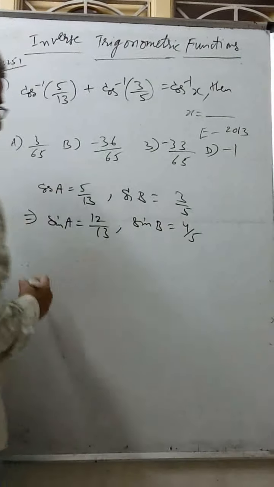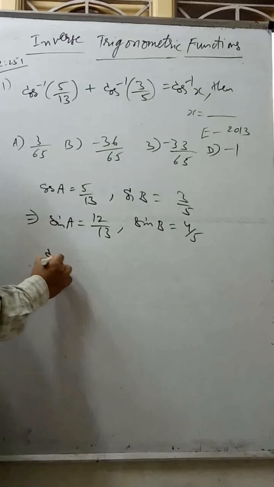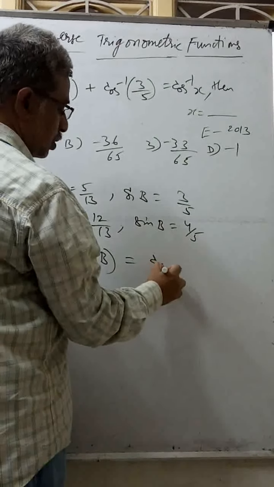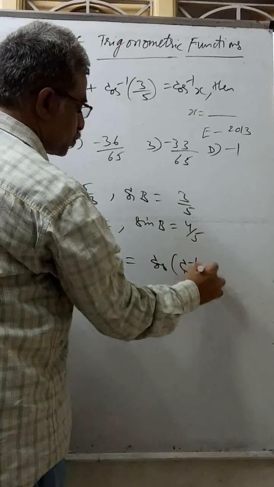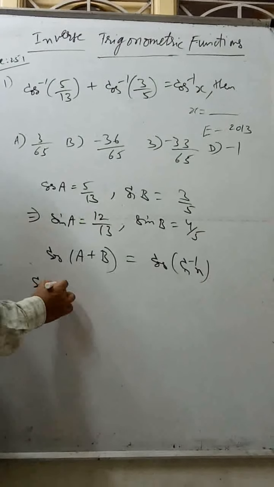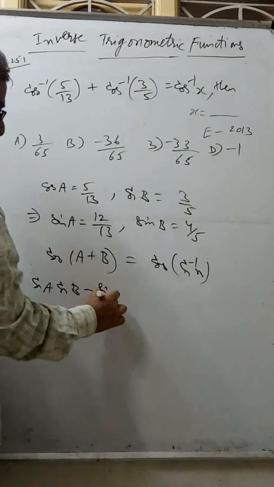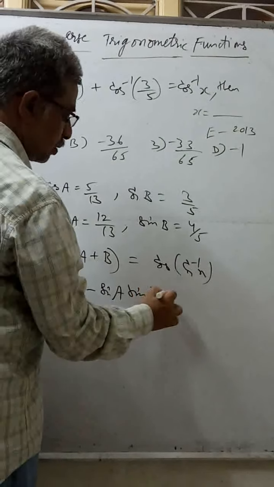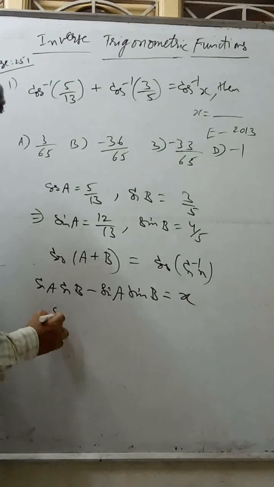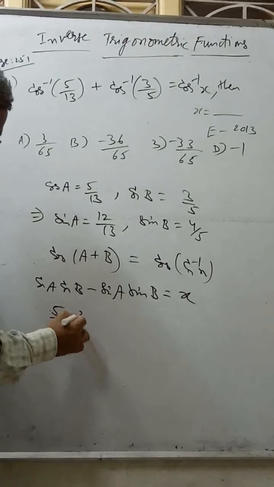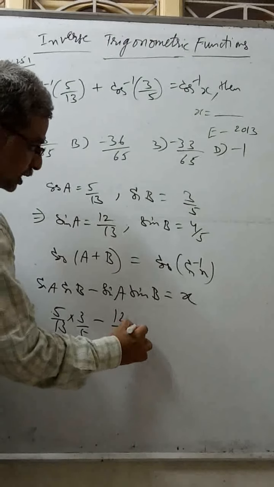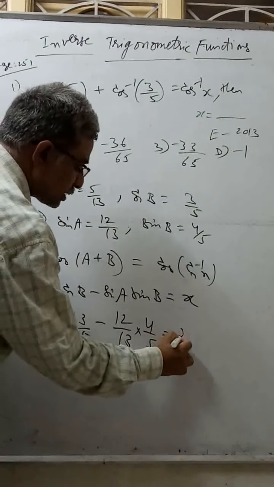Now if you apply cos on both sides, cos of A plus B equal to cos of cos inverse x. So cos of A plus B, I know, is cos A cos B minus sin A sin B, equal to cos of cos inverse x, which is x itself. So cos A 5 by 13 into cos B 3 by 5 minus sin A 12 by 13 into sin B 4 by 5 equal to x.